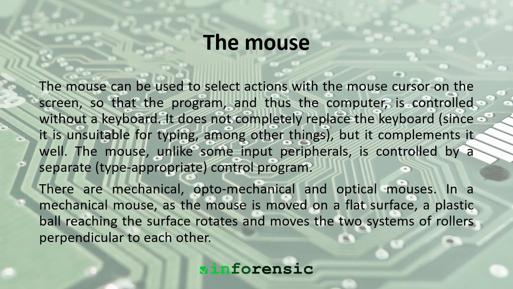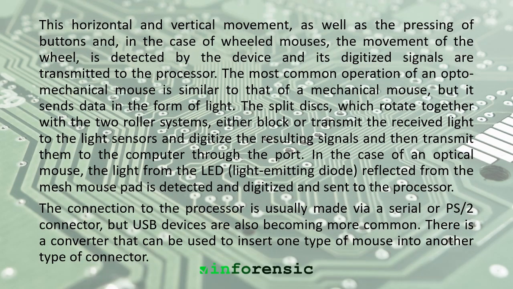There are mechanical, optomechanical and optical mouses. In a mechanical mouse, as the mouse is moved on a flat surface, a plastic ball reaching the surface rotates and moves the two systems of rollers perpendicular to each other. This horizontal and vertical movement, as well as the pressing of buttons and, in the case of wheeled mouses, the movement of the wheel, is detected by the device and its digitized signals are transmitted to the processor.